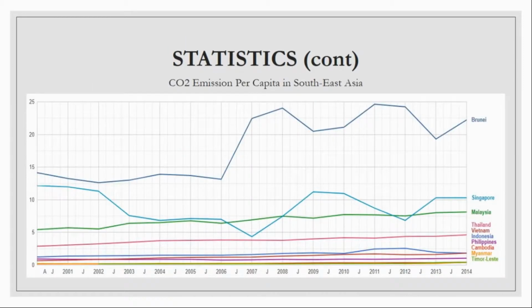This statistic is about CO2 emission per capita in Southeast Asian countries from the year 2000 to 2014. Malaysia is in third highest position with 8.13 per capita in 2014. Brunei is in the highest position with 22.23 per capita, followed by Singapore with 10.31 per capita.